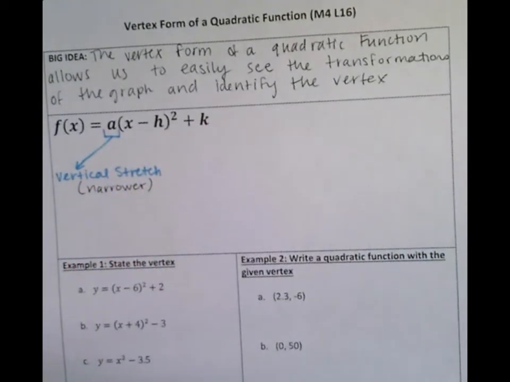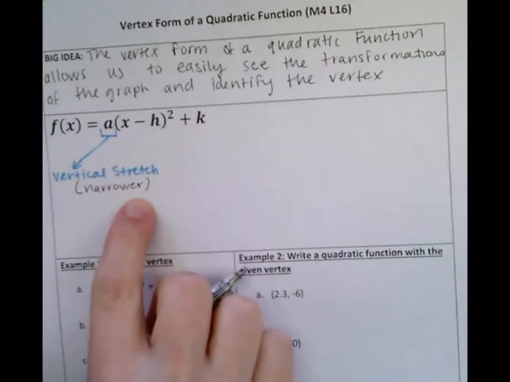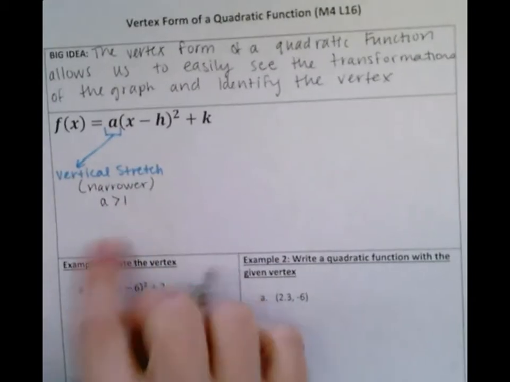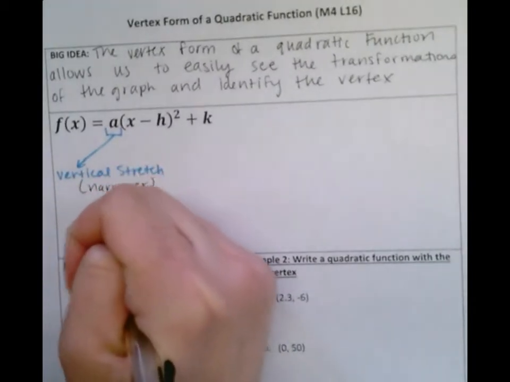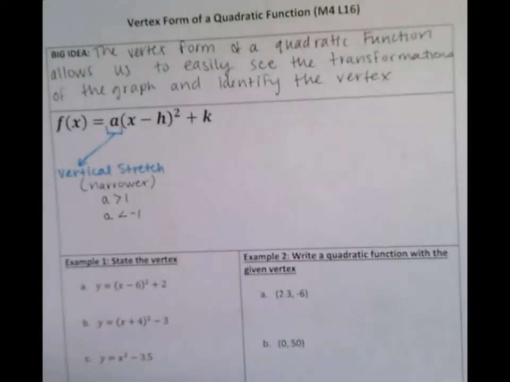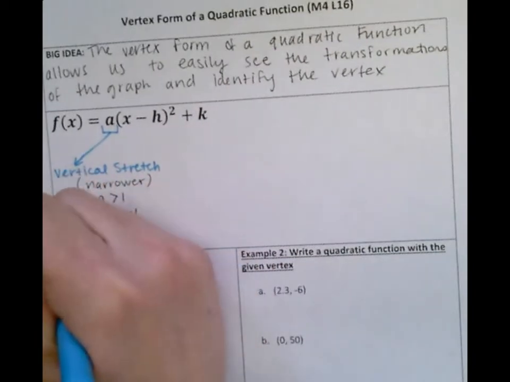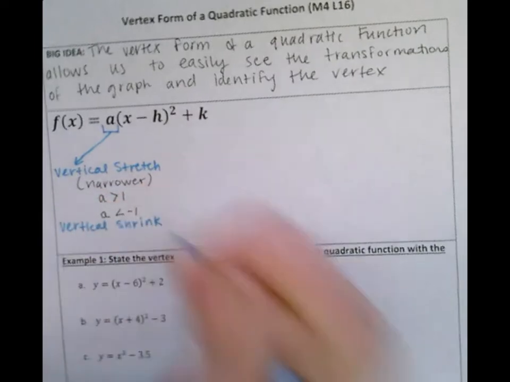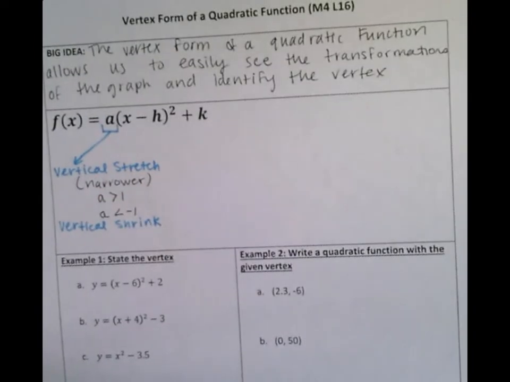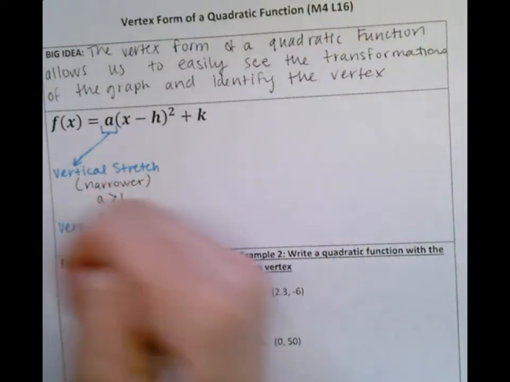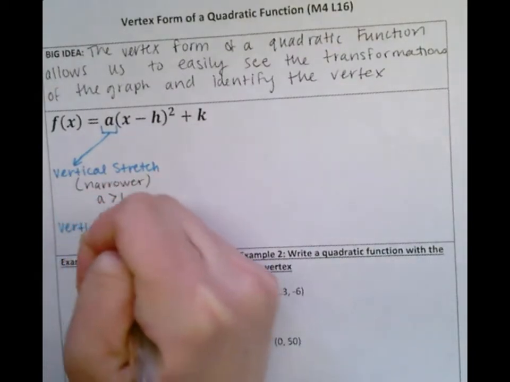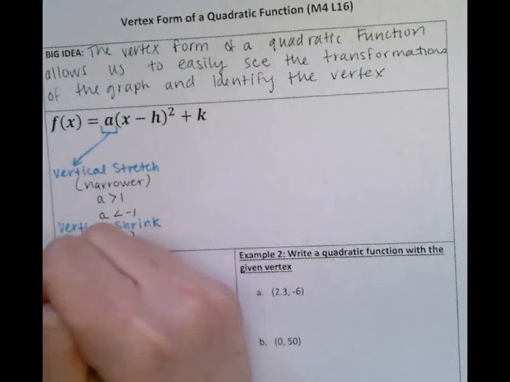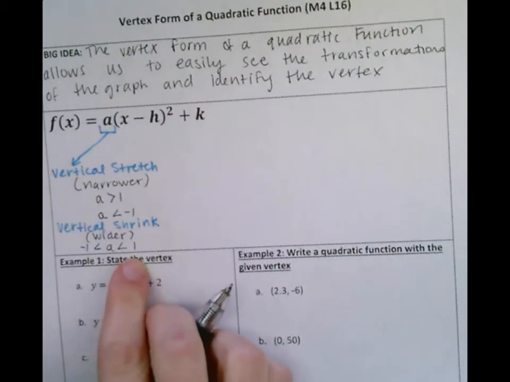So a vertical stretch is going to make your graph narrower, and it will occur if a is greater than 1, so it needs to be some number greater than 1, or it could also be negative, in which case it would be less than negative 1. And then the other thing we say here would be a vertical shrink. That means it's going to make our graph wider, and that happens when a is between 1 and negative 1. So when it's some sort of fraction or decimal, it's not greater than 1.